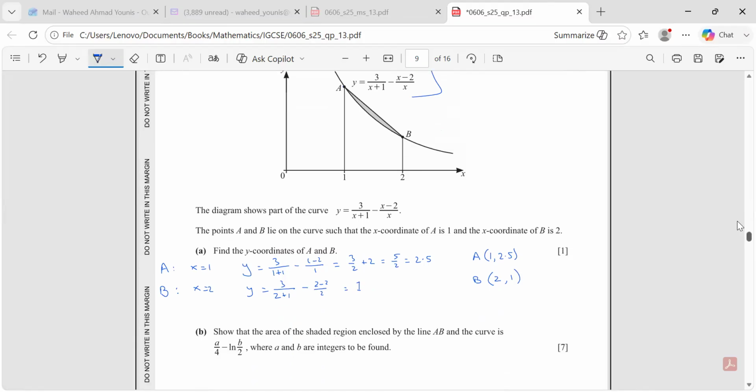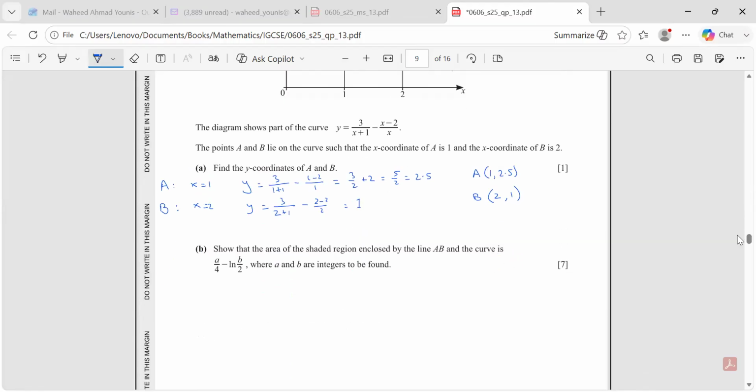Okay. So now let's go to part B, the area of the shaded region. Okay, area of the shaded region. You see, we have to find the equation of the straight line AB, right? So from this expression, we will subtract this expression. That will give us the area of this one. Okay, let's find the equation of the straight line AB.